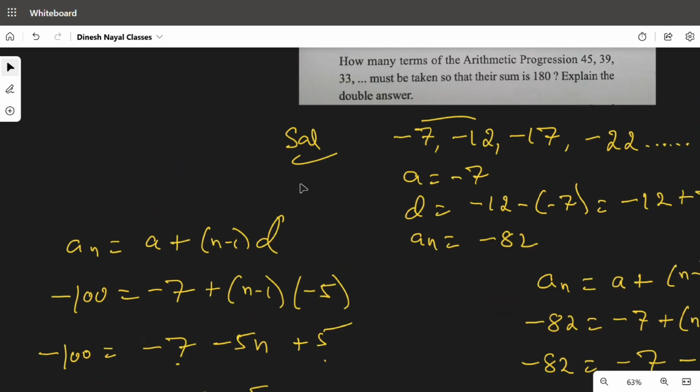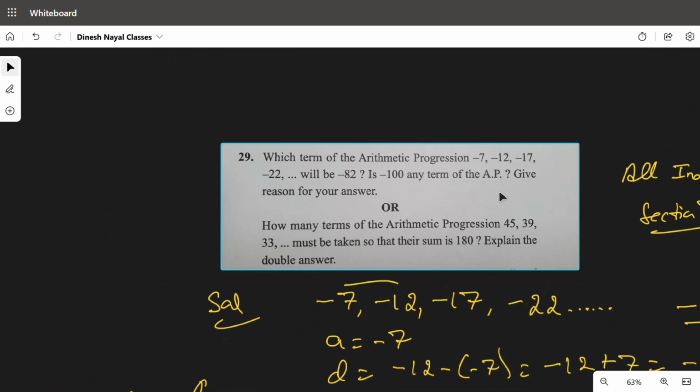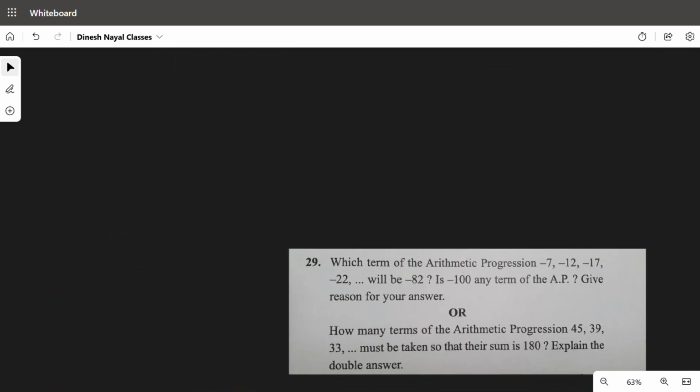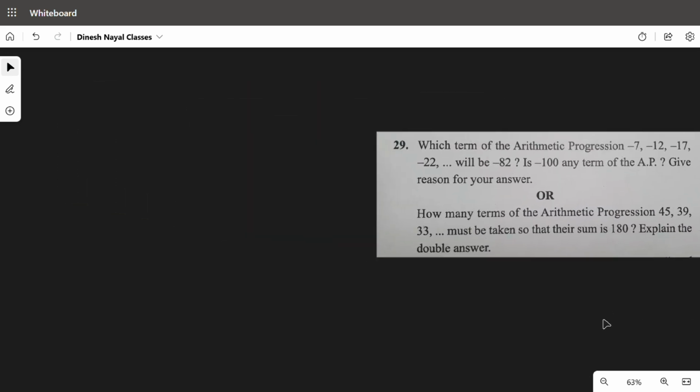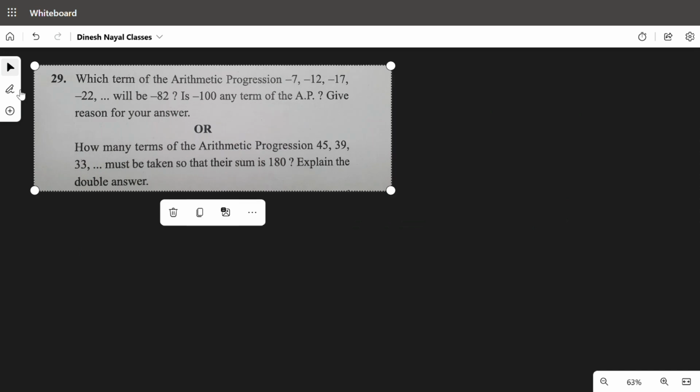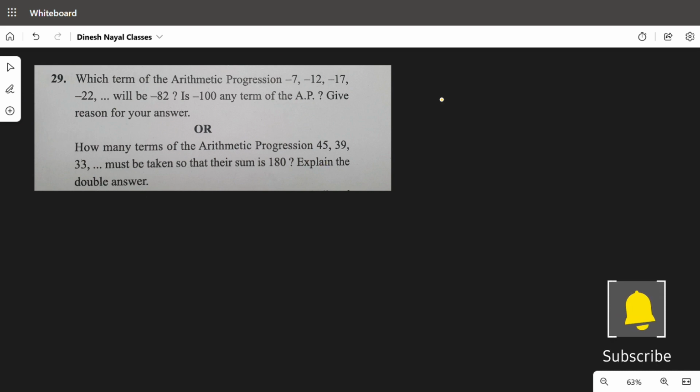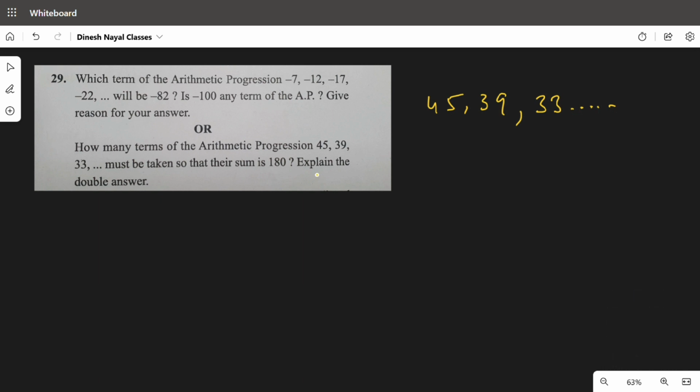Okay, now let's go to the OR part. You can just move this over here. We have done the first part, we are doing the OR part. Now, how many terms of the arithmetic progression 45, 39, 33, and so on must be taken so that their sum is 180? The common difference will be negative over here.